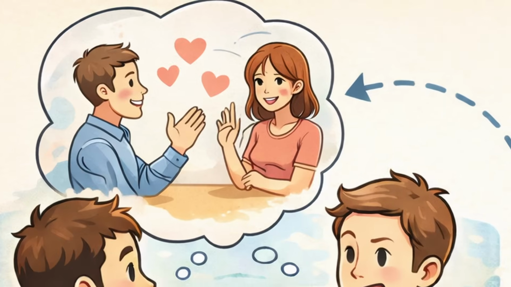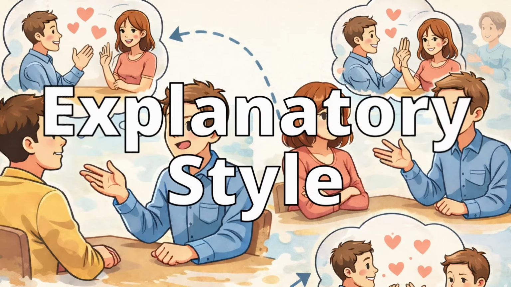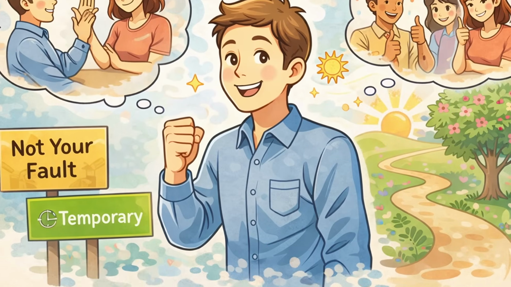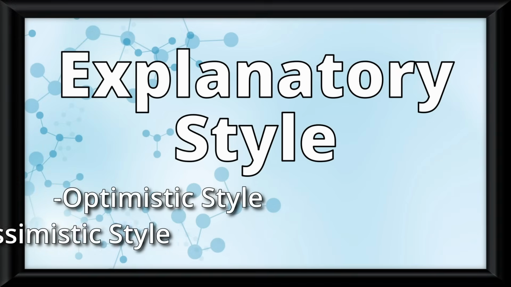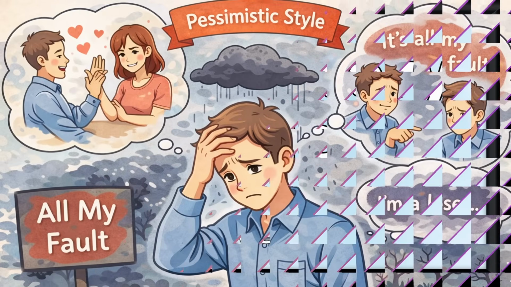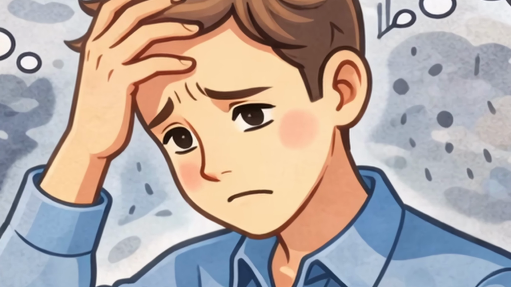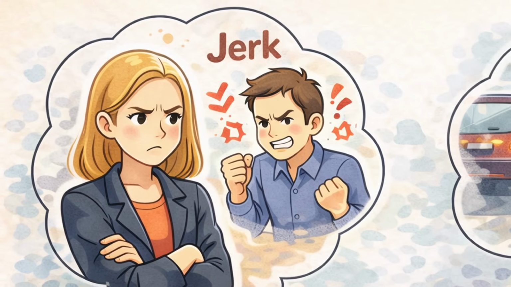When someone tends to explain events the same way over and over, that pattern is called their explanatory style. You could have the optimistic style, meaning that even though she said no, it's only temporary and it wasn't entirely your fault. Or if you choose the pessimistic style, you could just blame yourself entirely for why she rejected you. Yeah, tough luck, buddy.